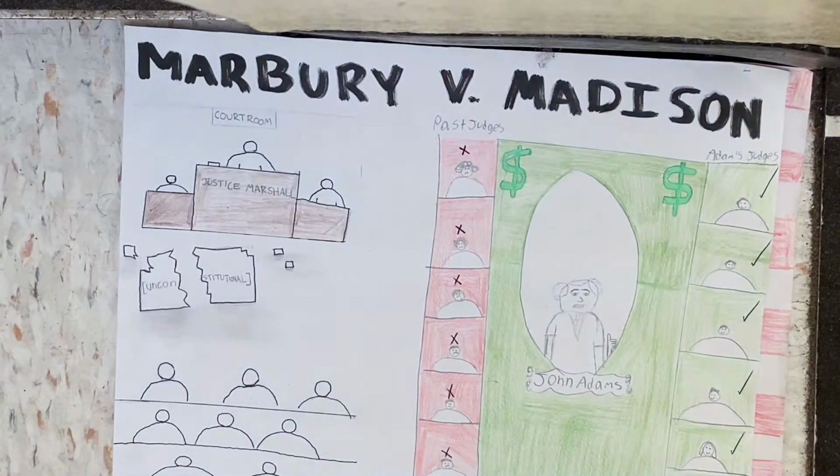One of Adams's commissions was to William Marbury. Mr. Marbury went on and sued James Madison for not delivering his commission. One of the major legal issues of this case is if the Supreme Court can rule on the constitutionality of the law passed by Congress.